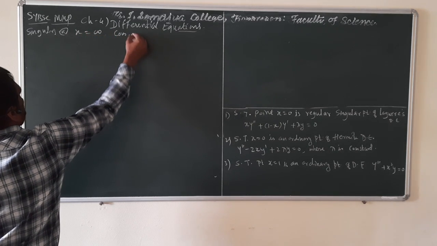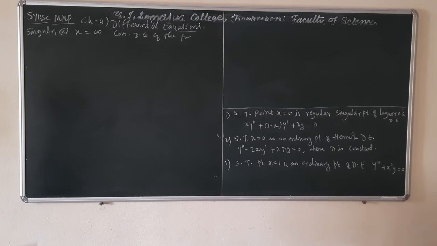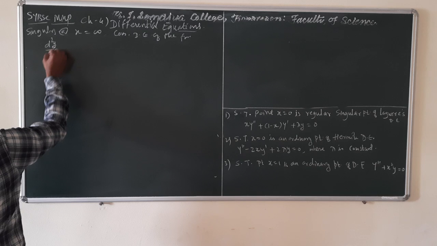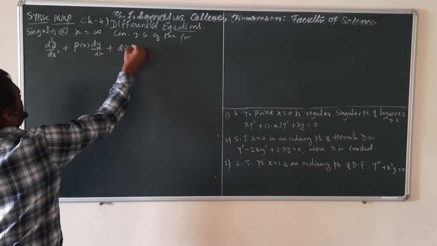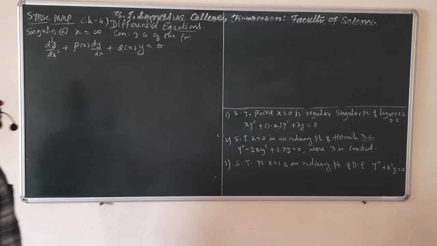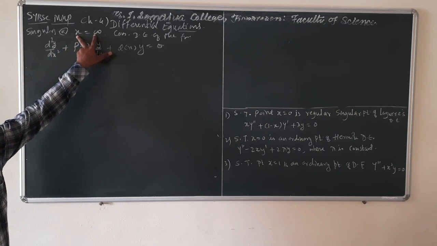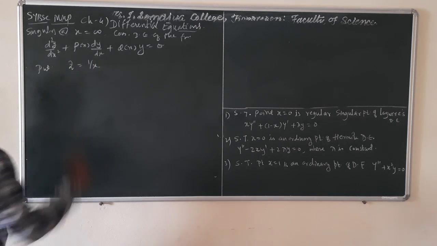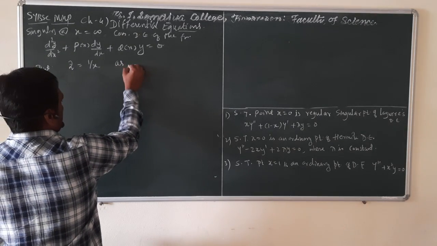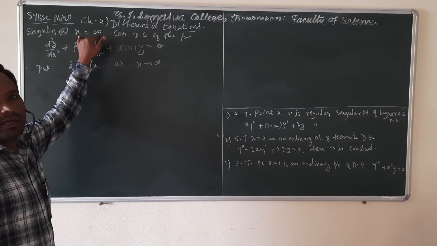Now consider a differential equation of the form, a linear homogeneous ordinary second order differential equation that we already studied, which is like this: d2y by dx square plus p of x dy by dx plus q of x y is equal to 0. We have to find out the singularity of this differential equation at x is equal to infinity. For that we take the replacement z, which is equal to 1 upon x.